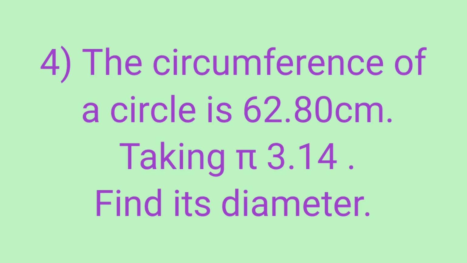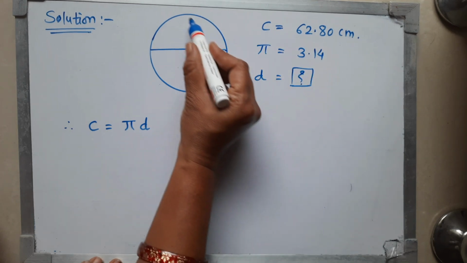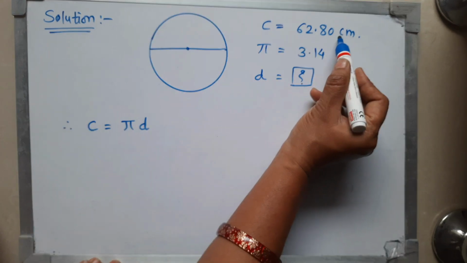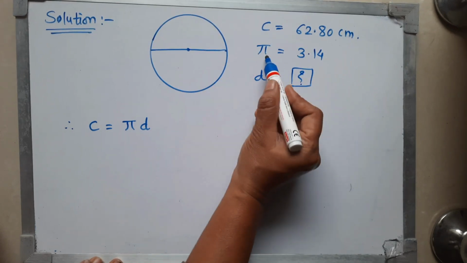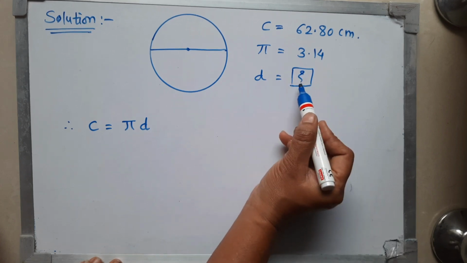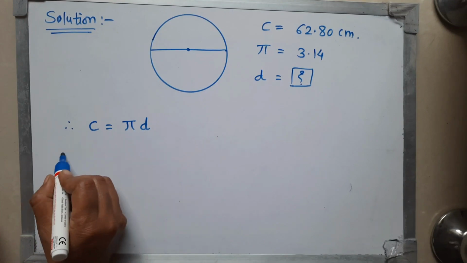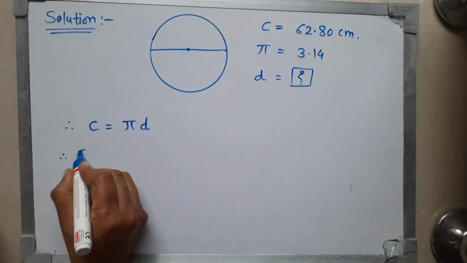Fourth example is, the circumference of a circle is 62.80 centimeter. Taking pi 3.14, find its diameter. Let us solve this example. C, circumference is 62.80 centimeter, pi 3.14. Find D, that is diameter. C is equal to pi into D.